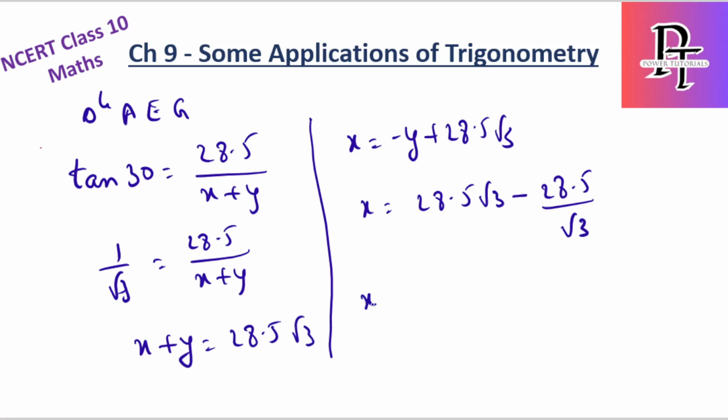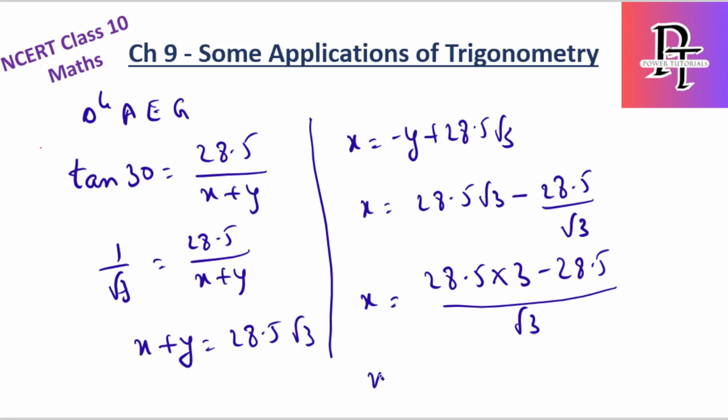So if I take LCM, this becomes 28.5 into root 3 will become 3 minus 28.5 by root 3. So this I can change, because 3 minus 1, it will be 2. So 28.5 into 2 by root 3. So let's find it out.